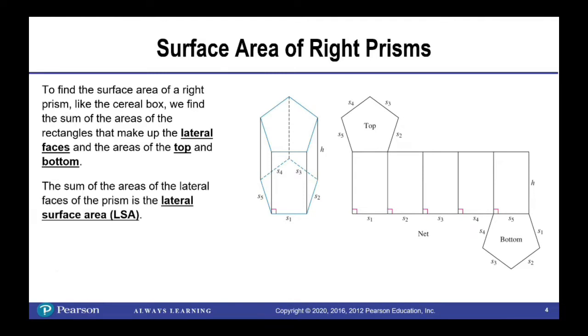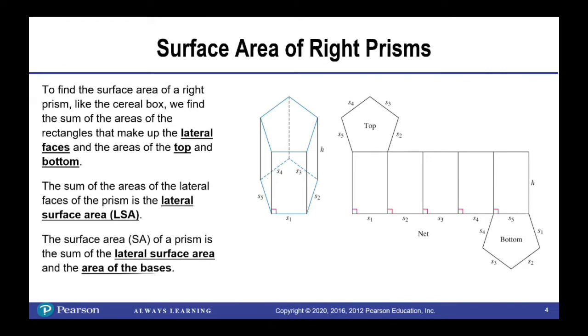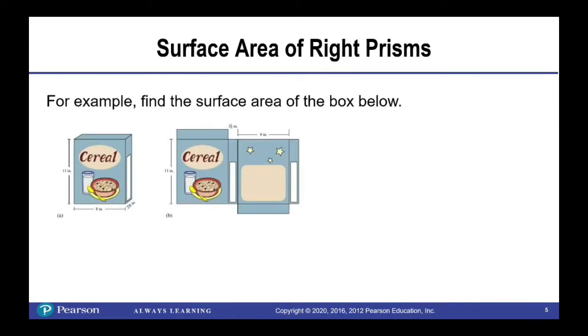The sum of the areas of the lateral faces of the prism is what we call the lateral surface area, or the LSA. And the surface area of the prism is the lateral surface area plus the area of the bases. So let's think about that cereal box, and we want to find the surface area of our cereal box. First, I notice the front and the back of the box are the same. So I have two rectangles. I've marked them with a purple X. And to find the area of a rectangle, I multiply the length times the width. So the length here is 8 and the width is 11.